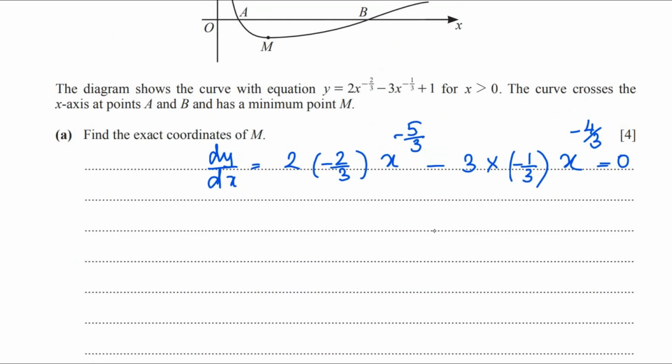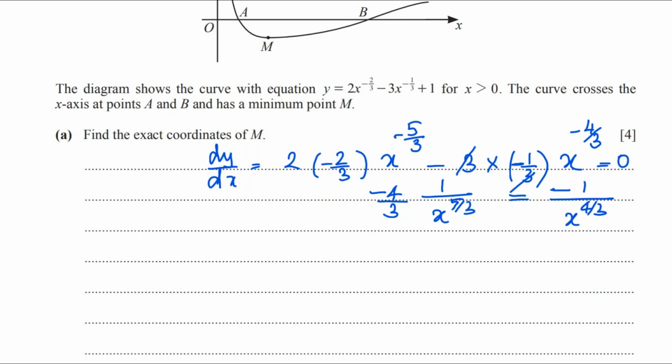So we can write this as negative 4 over 3 multiplied by x power negative 5 over 3. We can write that as 1 over x power 5 over 3 equal to, bring this term to the other side, we get 3 times 3 will get cancelled and minus into minus will become plus. So when it goes to the other side it will become minus, and x power negative 4 over 3 can be written as x power 4 over 3.